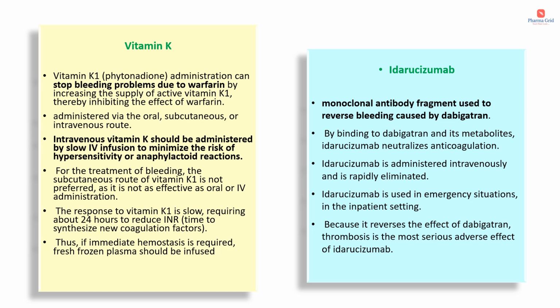And the next one is idarucizumab. It is a monoclonal antibody fragment used to reverse bleeding caused by dabigatran. By binding to dabigatran and its metabolites, idarucizumab neutralizes the anticoagulation. And this drug is administered intravenously and is rapidly eliminated. Idarucizumab is used in emergency situations in the inpatient setting. Because this drug reverses the effect of dabigatran, thrombosis is the most serious adverse effect of idarucizumab.